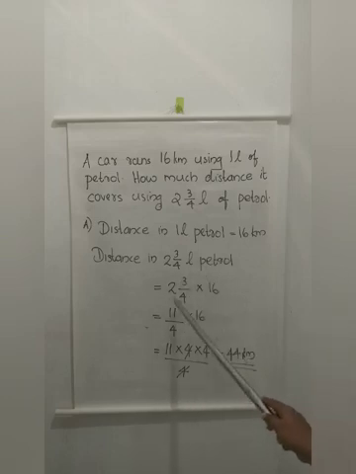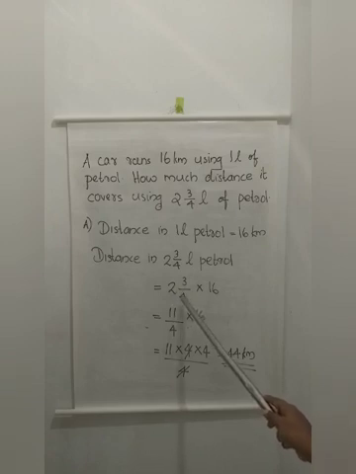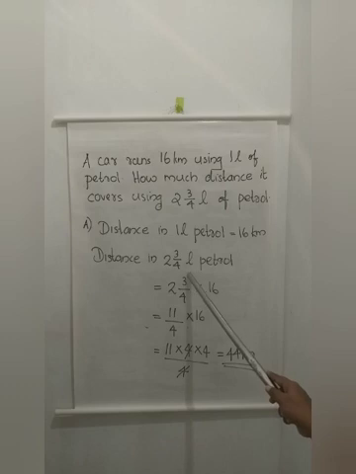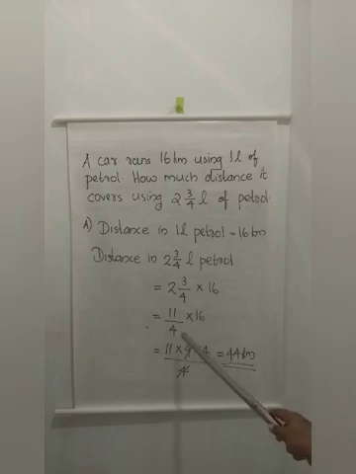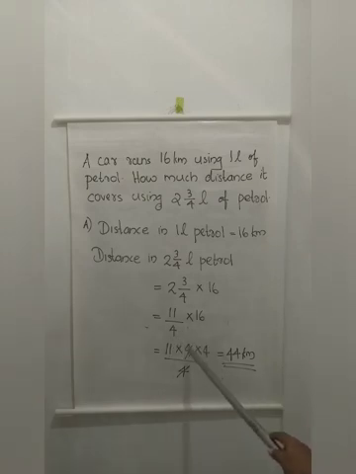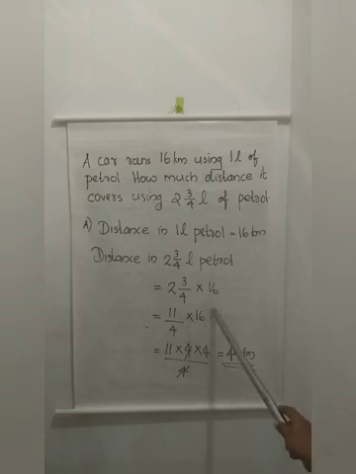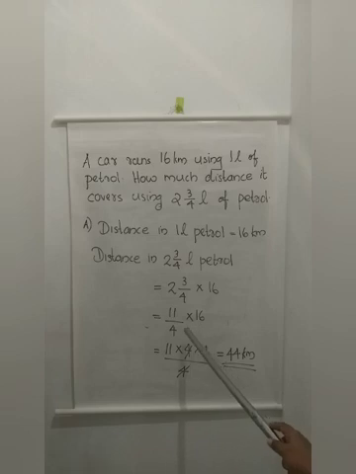So this is a mixed fraction. Converting to an improper fraction: 4 into 2, 8; 8 plus 3, 11. 11 by 4 into 16. Now 16 we can factorize. We can write it as 8 into 2, anything we can write, but here the denominator is 4, so I am factorizing in terms of 4. How? 4 into 4. So here 1 4, here 1 4. Cancelling the common 4, what is remaining? Here 1 11 and 1 4. So 11 into 4, 44 kilometers. So when you are factorizing, I said try to factorize in terms of the denominator, so your cancelling will be easy.